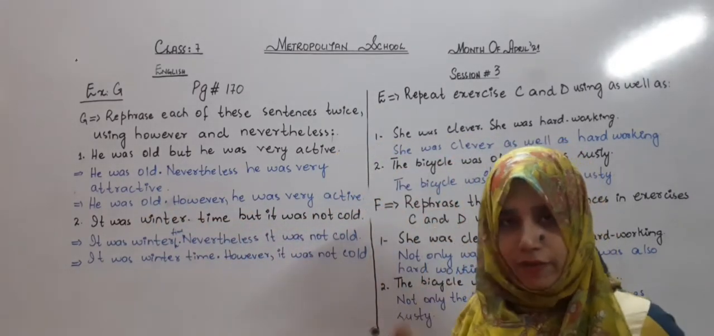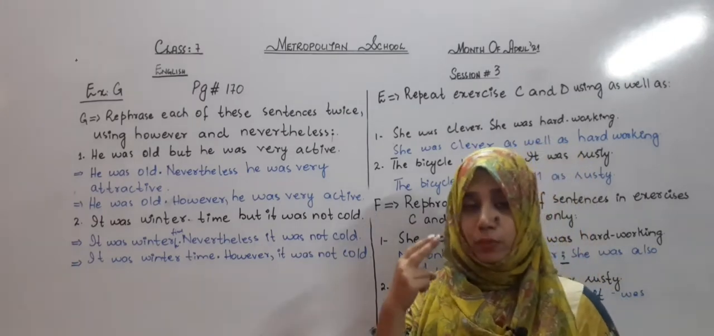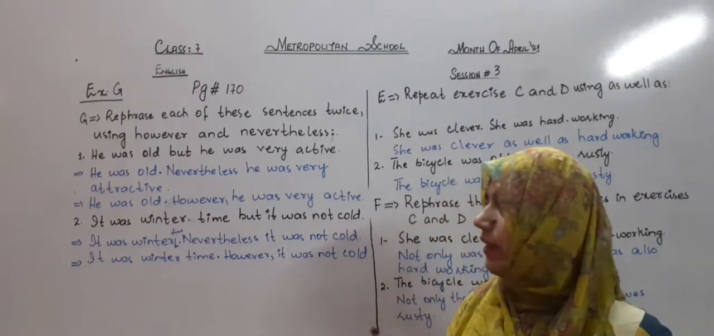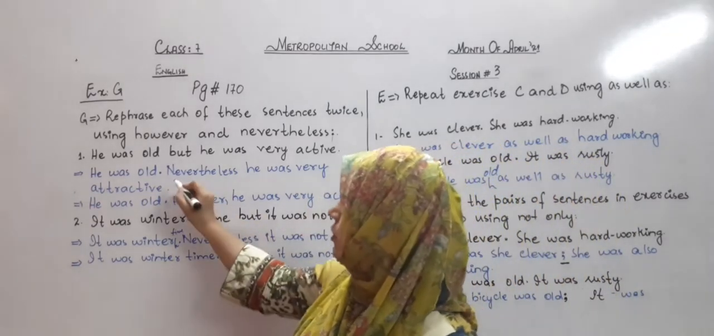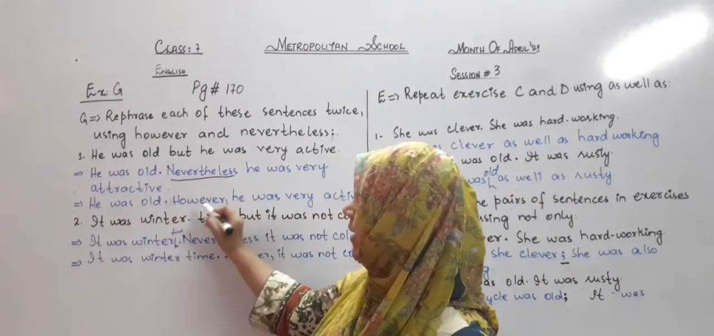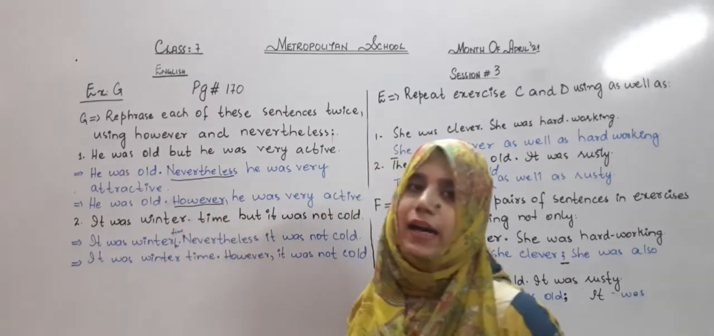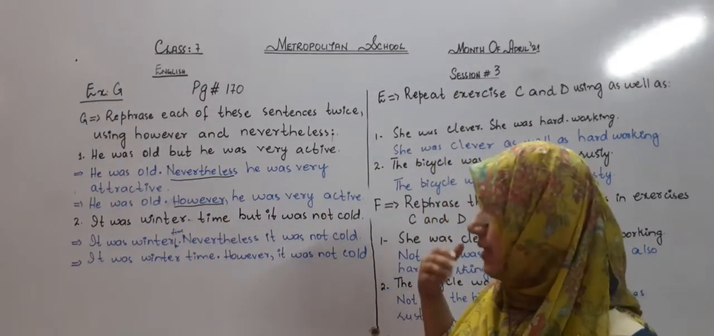So what you will have to do in this exercise, you will have to make two sentences. How many sentences? Two sentences, in which in one sentence you will use nevertheless and in the other one you will use however, right? Now let's take another example.